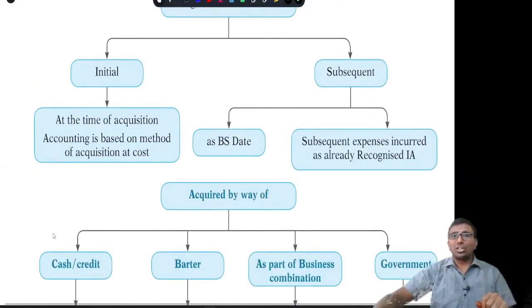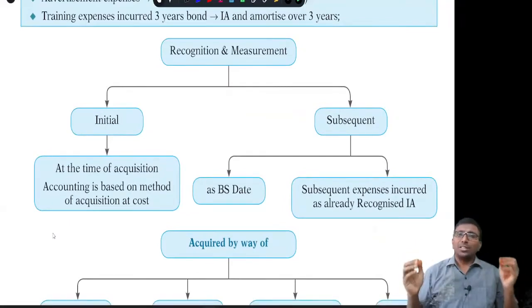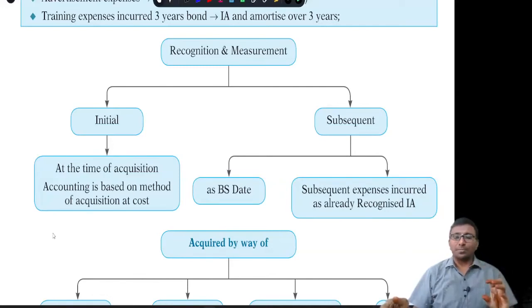When you see recognition and measurement, I'll say initial recognition and subsequent measurement. Initial recognition is the recognition on the date of acquisition, when you acquire the asset for the first time. How do you recognize it? It is supposed to be recognized at cost.